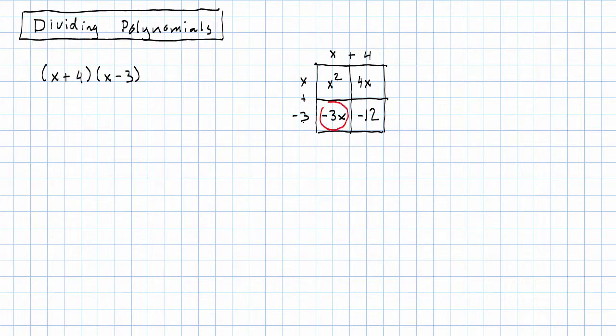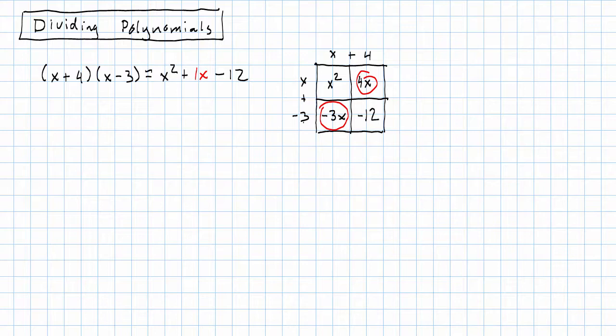Notice in the middle here we have like terms to combine. We'll have x squared plus negative 3 plus 4 is 1x, minus 12. Whatever we do in polynomial long division is going to have to let us unmix that middle term.